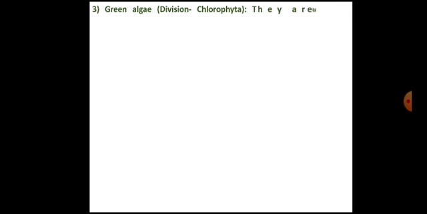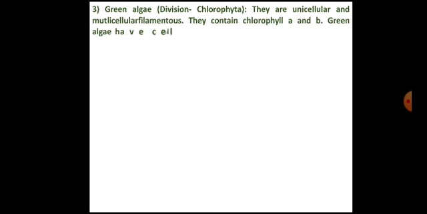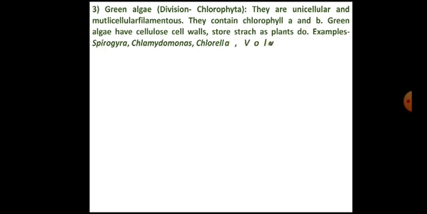Third one is green algae. Division is Chlorophyta. They are unicellular as well as multicellular filamentous organisms. They contain chlorophyll A and chlorophyll B. Green algae have cellulose in their cell wall, and also contain starch granules as a storage food. Common examples as we know are Spirogyra, Chlamydomonas, Chlorella, Volvox.